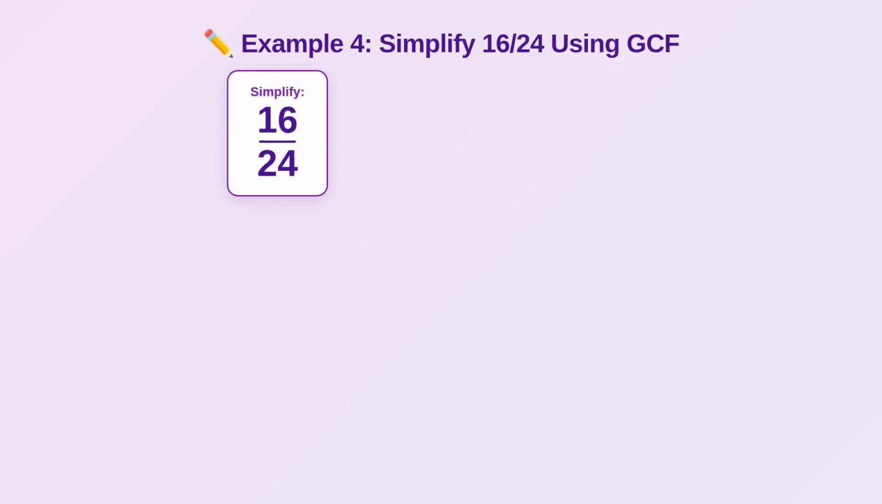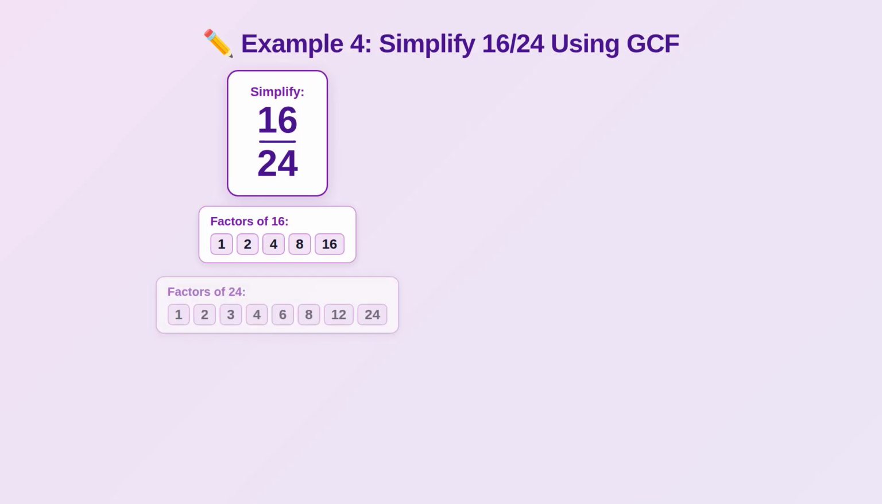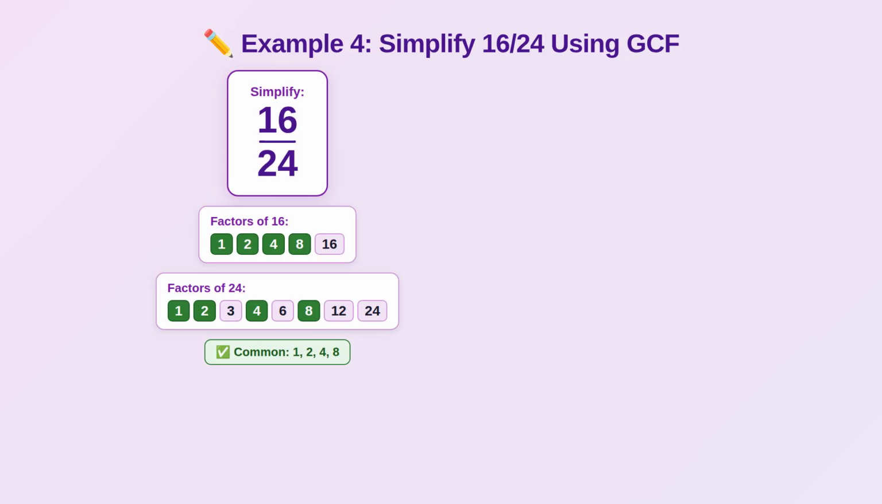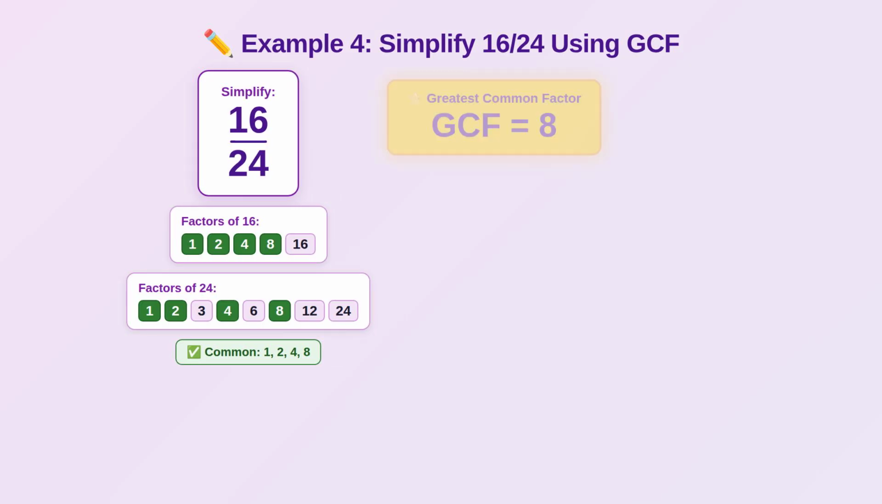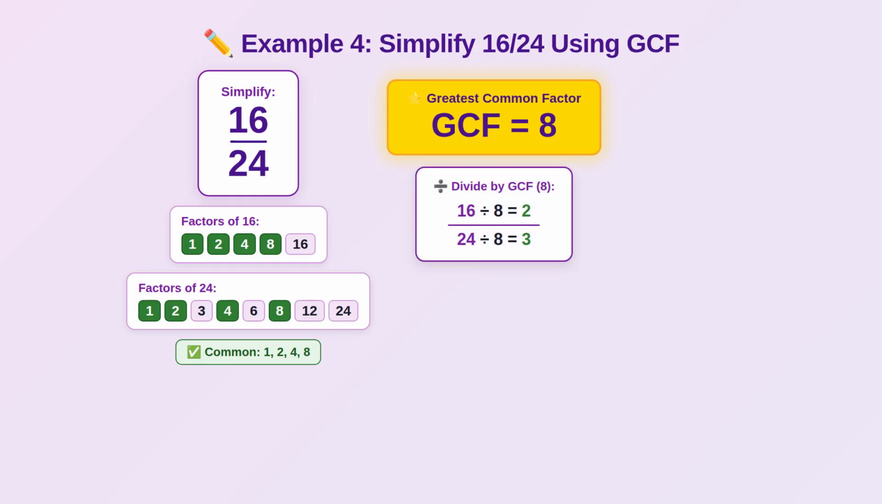Let's try a bigger one. Simplify 16 over 24. Factors of 16 are 1, 2, 4, 8, and 16. Factors of 24 are 1, 2, 3, 4, 6, 8, 12, and 24. Common factors are 1, 2, 4, and 8. The greatest is 8, so GCF equals 8.